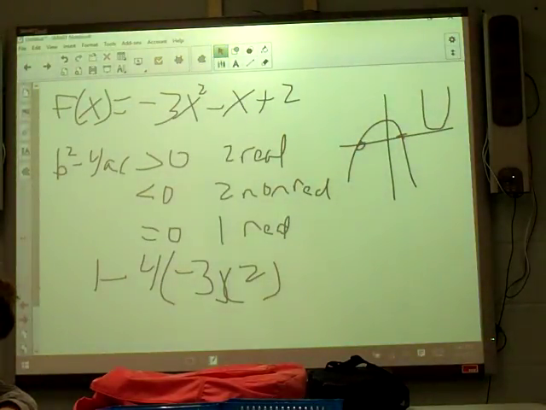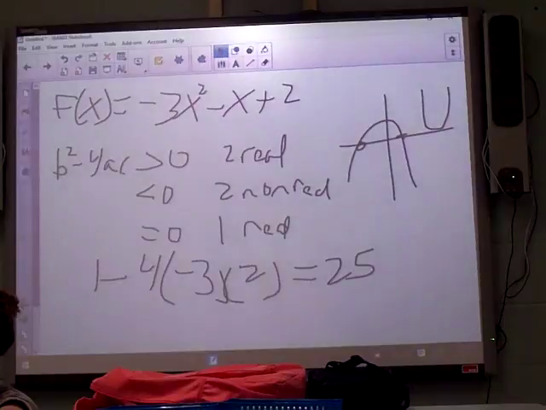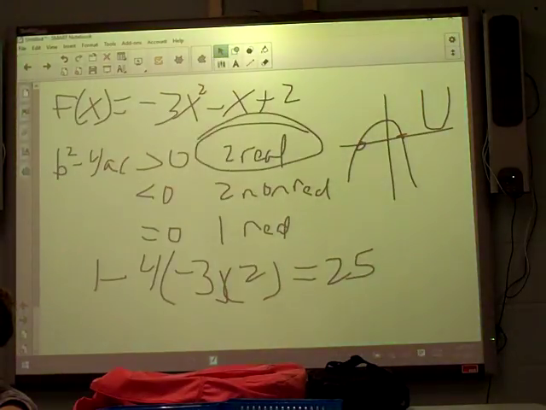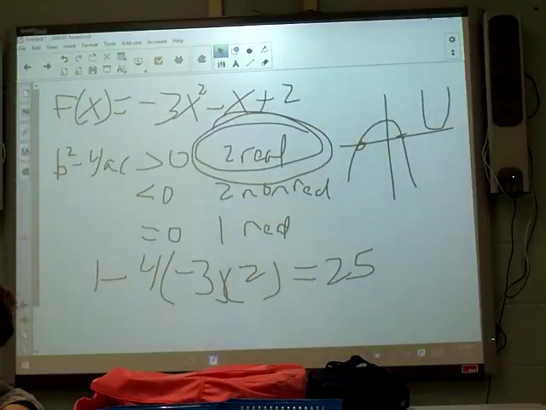What's my a? Negative 3 times c, which is 2. Alright, so we're looking there at 1 minus negative 24, right? Which is 1 minus a negative, same as adding, so I got 25 for my discriminant. 25, is that bigger than 0, less than 0, or equal to 0? Bigger, so this problem has 2 real solutions. Winner, winner, chicken dinner. Could I figure that out if I just worked the whole problem? Yeah, they wouldn't have had i's in them, and there would have been 2 of them, so they'd have been 2 real.